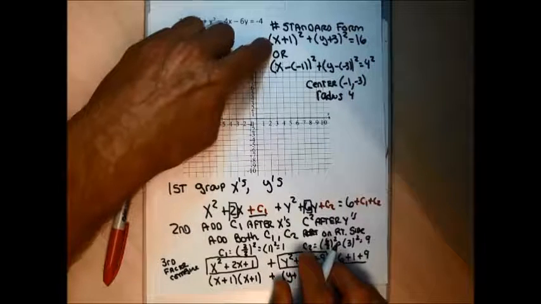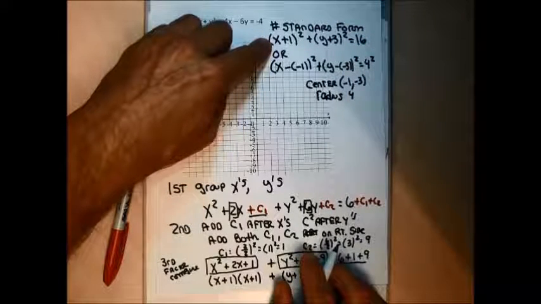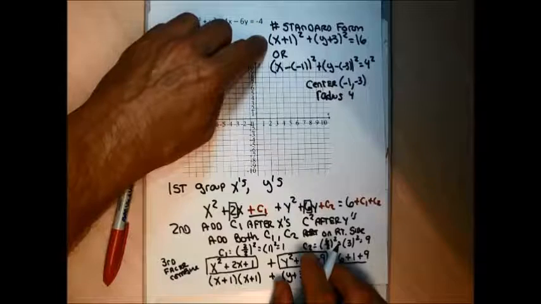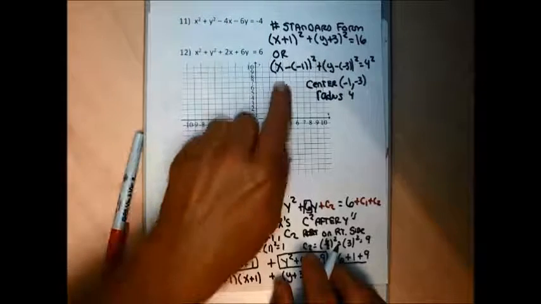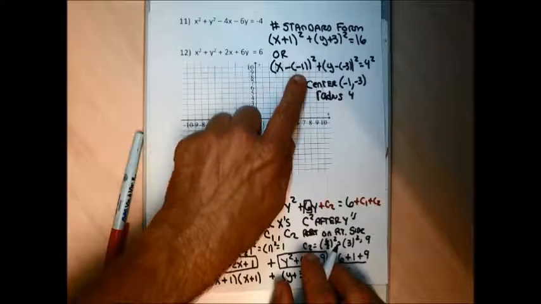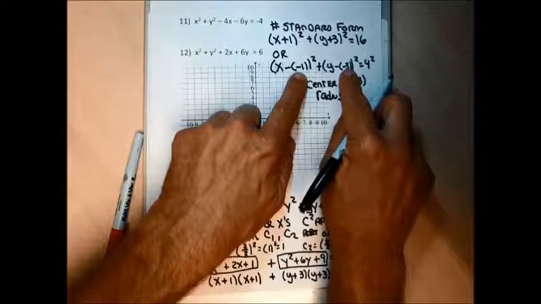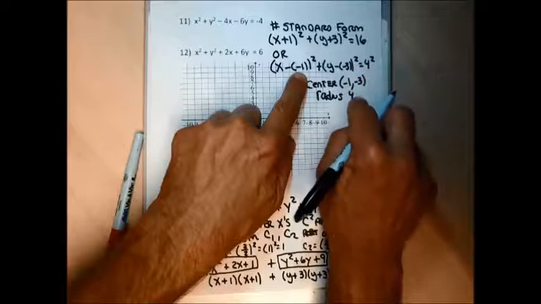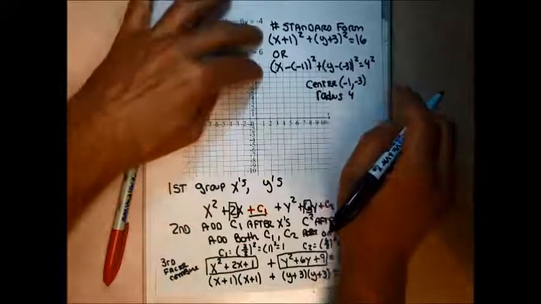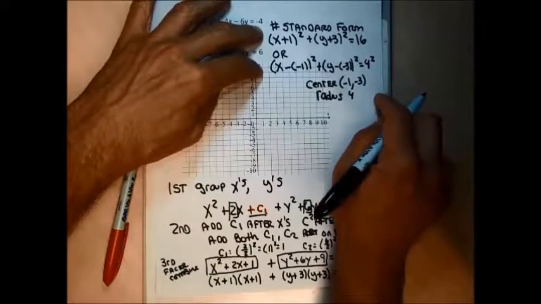So if you can pick off the center and the radius from a simplified standard form, you don't need to rewrite it in standard form. If you take the time to put a negative in each of the parentheses, then the numbers after the negative signs are the x and the y coordinate of the center, and the number being squared is the radius. Both of these can tell me the center is negative 1, negative 3, and the radius is 4.